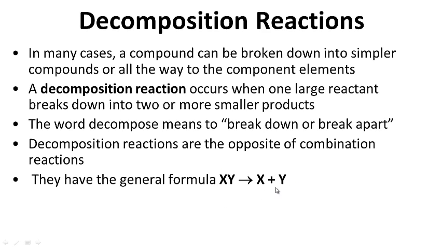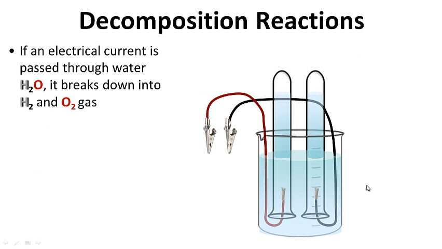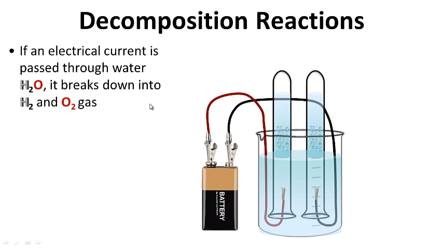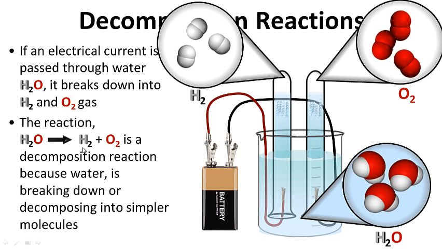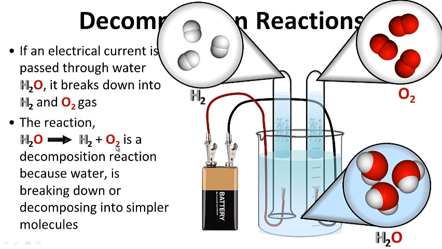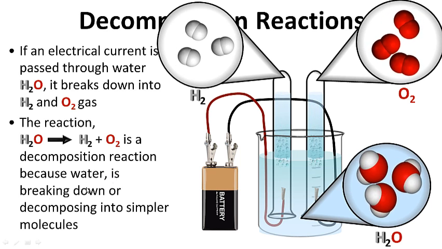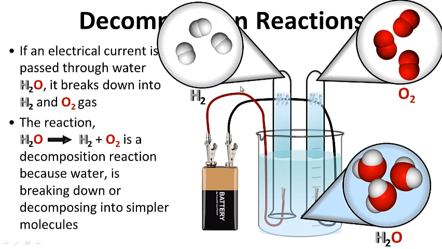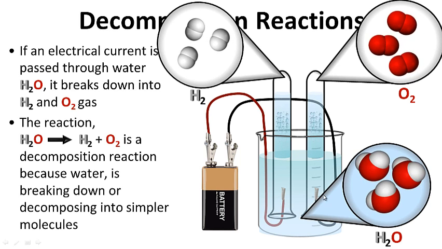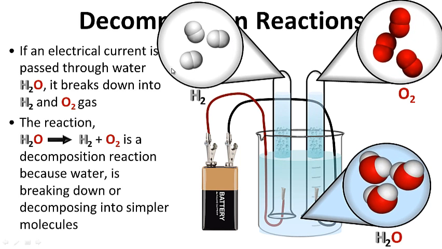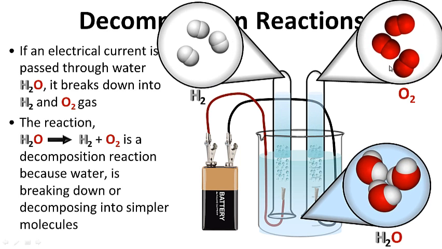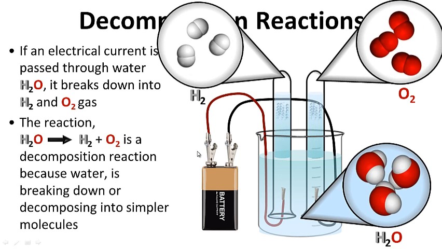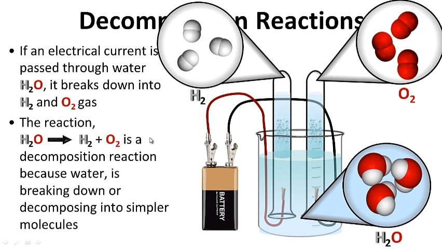So notice, a larger chemical breaks down into simpler substances. So if an electric current is passed through water, H2O, it will break down into H2 and oxygen gas. So if we add electricity here to water, notice these bubbles form. Well, what are those bubbles? So the reaction, H2O produces hydrogen gas and oxygen gas, is a decomposition reaction because water is breaking down or decomposing into simpler molecules here, H2 and O2. So water is in here with an electrical current, it'll break down into 2 simpler substances, H2 and O2. We call this reaction hydrolysis. It's also how we make rocket fuel for the space shuttle.